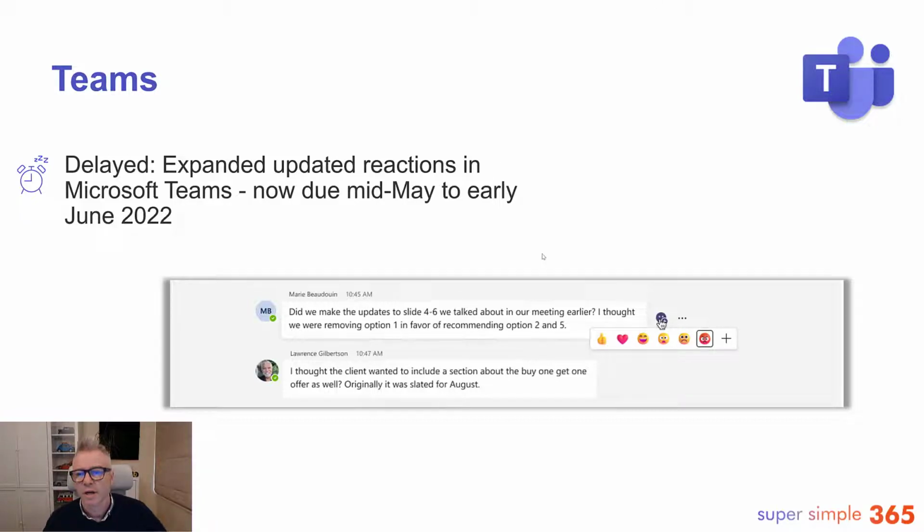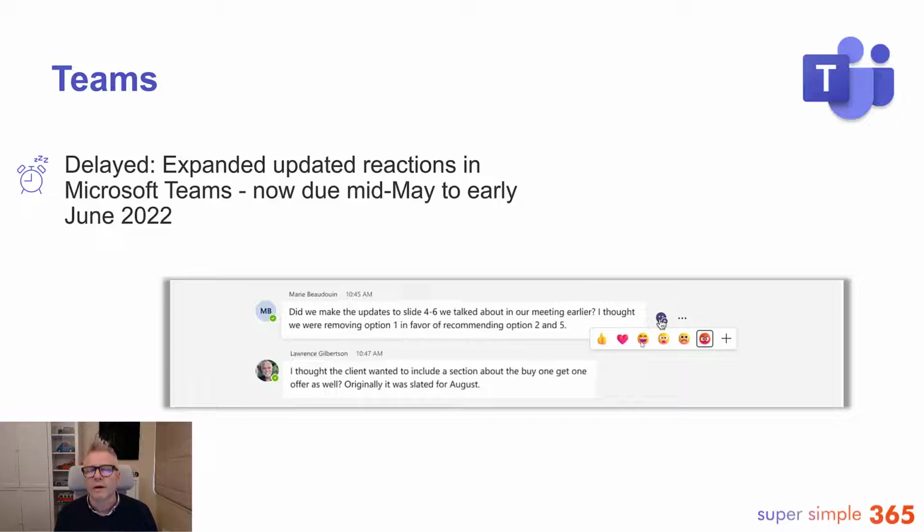Expanded reactions. So when somebody has a post, you can click on the three little dots and you can give them the thumbs up, the heart, smiley face, sad face, cross face, whatever, right? So you've got those 6 that you can choose. That's going to be expanded to about 880, but it's been really pushed back to mid-May, maybe early June.